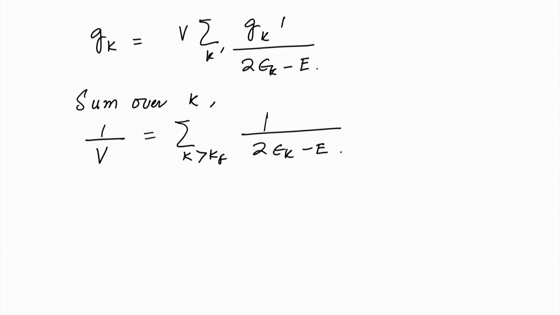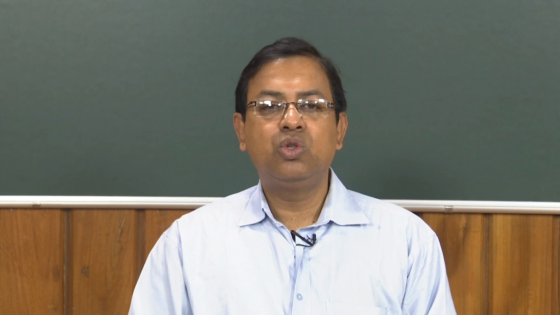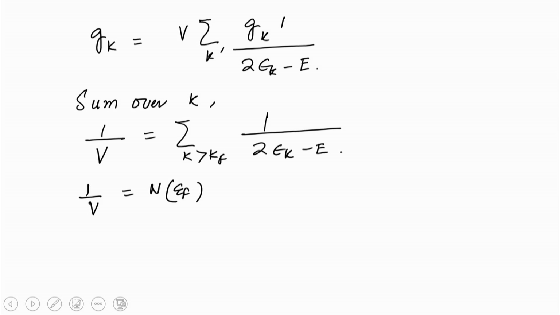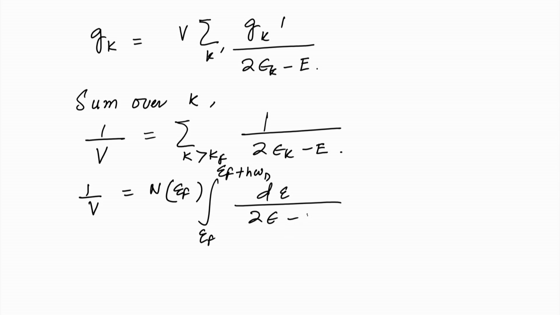Now, we can replace the summation by integration, and we just have to invoke the density of states. But as we have told several times, superconductivity is a phenomenon that happens very near the Fermi surface. So, while we convert the sum into an integral, we do not need to take the energy dependence of the density of states, rather we can take the density of states at the Fermi level. So, this is equal to N epsilon f, and the integration has to be done not over all energies, but over the relevant scale, and then it is 2 epsilon minus E.